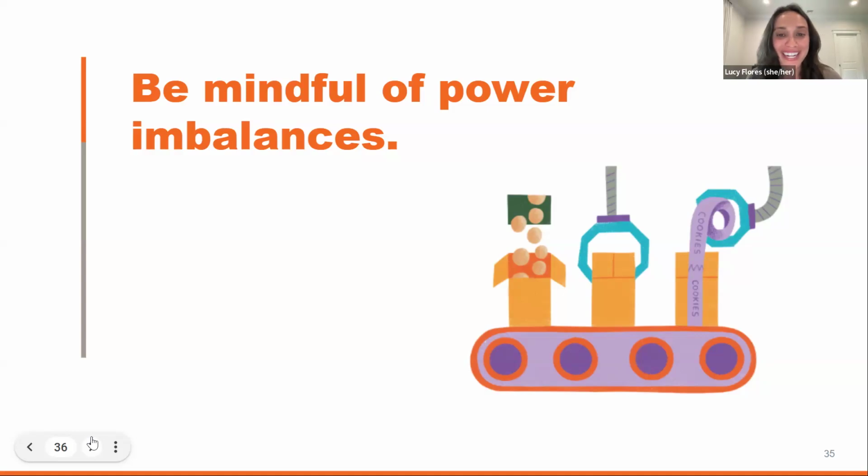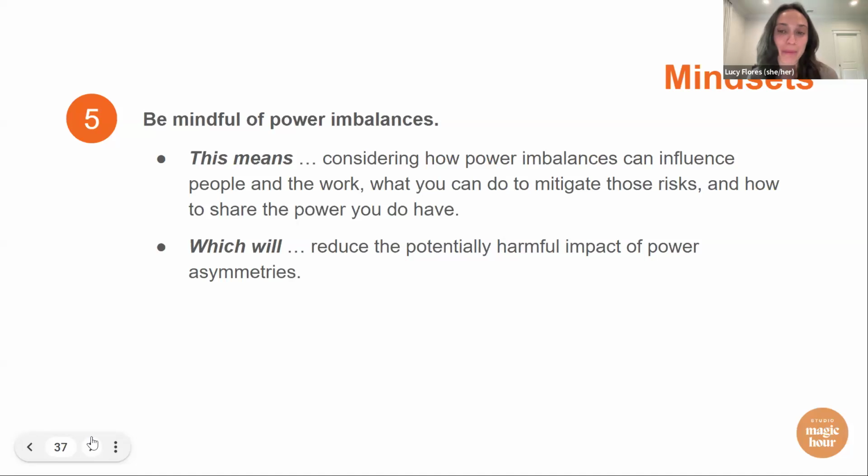And on the next slide, you can note that when we say be mindful of power imbalances, what we mean is considering how they show up and influence us in our work and what we can do to mitigate those risks and how to share the power that we do have so that we can reduce potentially harmful impact of power asymmetries. All right. So those are the 5 mindsets that we wanted to share. On the next slide, you can see that list.